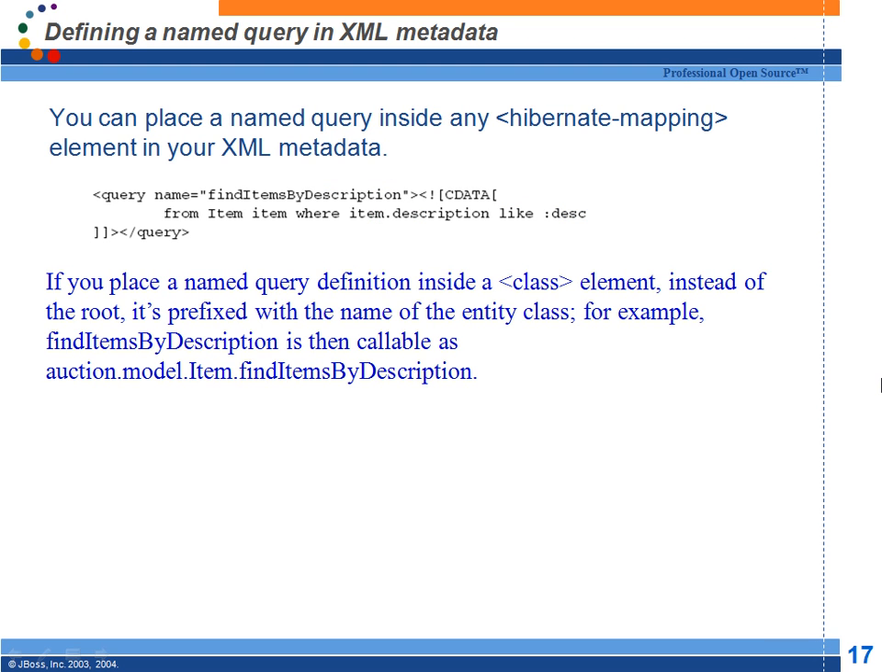We can give a name parameter. See, query tag inside query tag: from item where item description is equal to, like, right? If you place a named query definition inside a class element instead of its root, it's prefixed with the name of the entity class. For example, find descriptions by name. If I place this inside a class tag, then the whole qualified name will be like this. The whole package name, right?